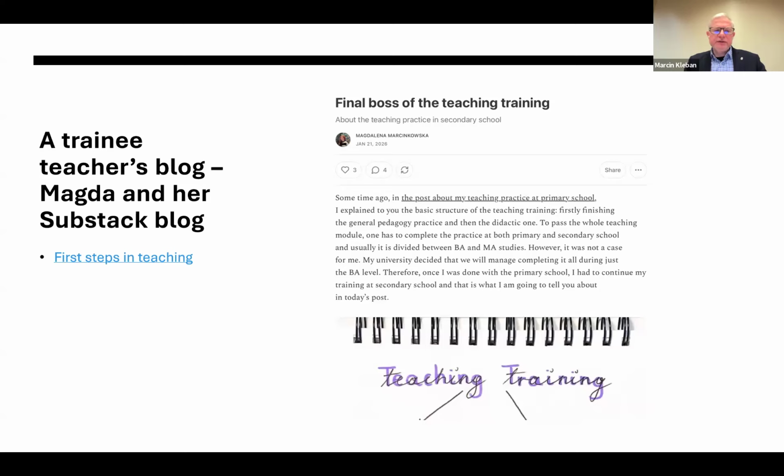And Magda was the student who decided to start doing this activity. I'm not sure whether the link you can see is clickable. The first steps in teaching is the title of Magda's blog, and you're very much welcome to visit it. The hyperlink is there, so you can click on it possibly and read Magda's reflections.